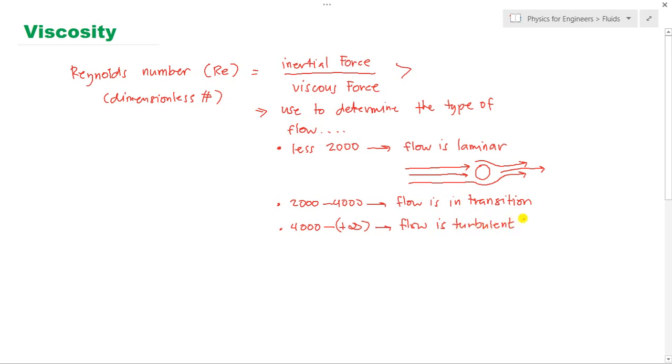Unsa may turbulent flow? Kung magsakay ka og motor ug hangin kaayo, naka-experience ka og turbulent flow. Kung mag-open ka og gripo ug kusog kaayo ang pressure ug discharge, turbulent gyapon na siya. So for a turbulent flow, wala siya harmony sa iyang streamline. These are the streamlines.